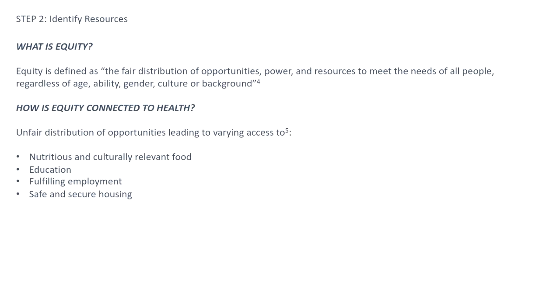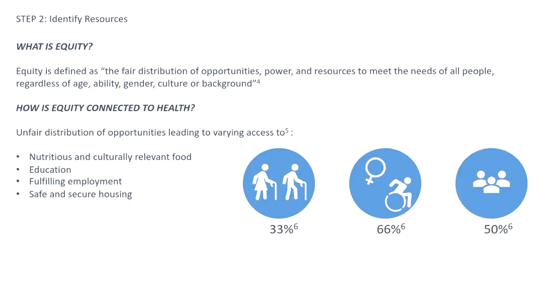Entire groups of people have limited access to opportunities simply because of their income, race, age, gender, religion, sexual orientation, or immigration status. This unfair distribution of opportunities keeps people and populations from accessing necessities like nutritious foods, education, fulfilling employment, and safe and secure housing. As many health outcomes are influenced by these factors, it is clear that social, economic, and environmental inequities lead to health inequities.